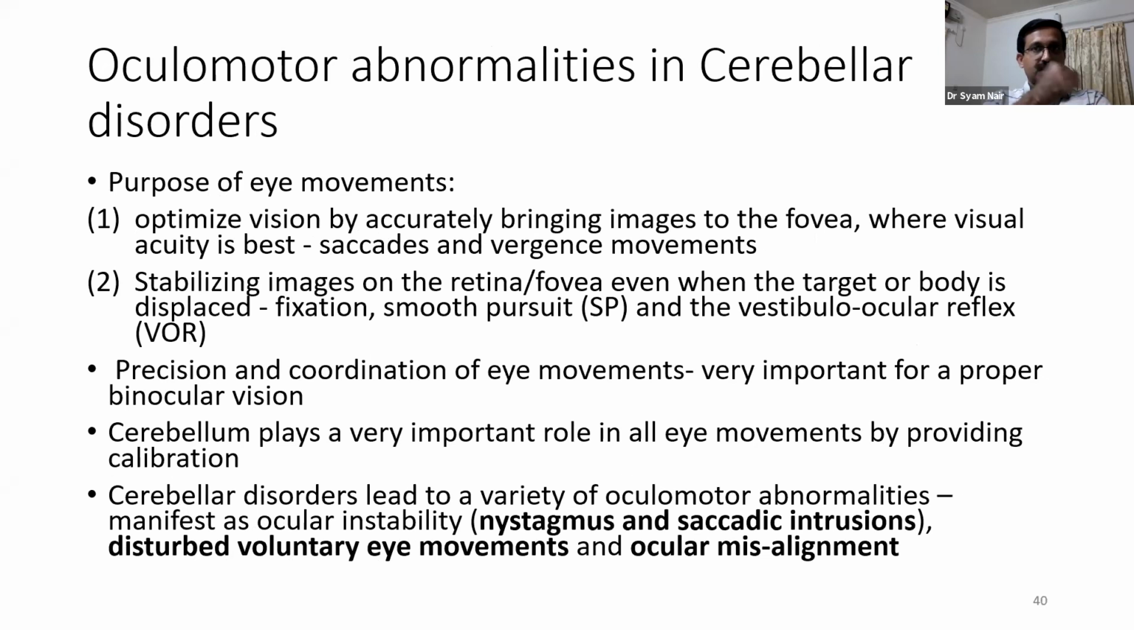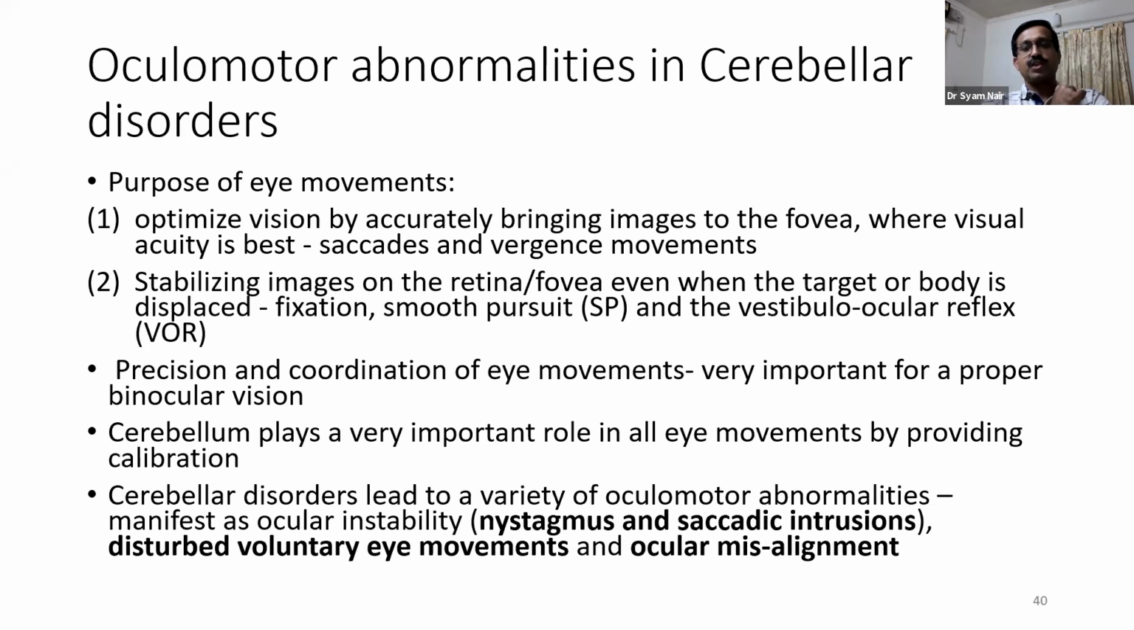And coming to oculomotor dysfunction in cerebellar disorders, the purpose of normal eye movements, one is to optimize vision by accurately bringing the images to the fovea where visual acuity is best. This is achieved by the saccadic system and the vergence movements. These are fast movements to bring the image of the object of interest to the fovea. Once it is brought to the fovea, this needs to be stabilized even when the head or the object at which we are looking is moving. So the stabilization is done by the fixation, smooth pursuit, and vestibulo-ocular reflex mechanisms in the brain.